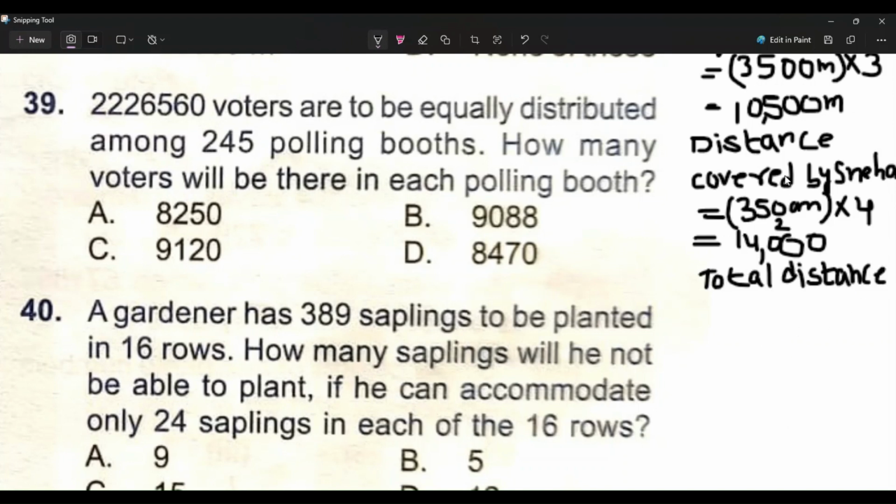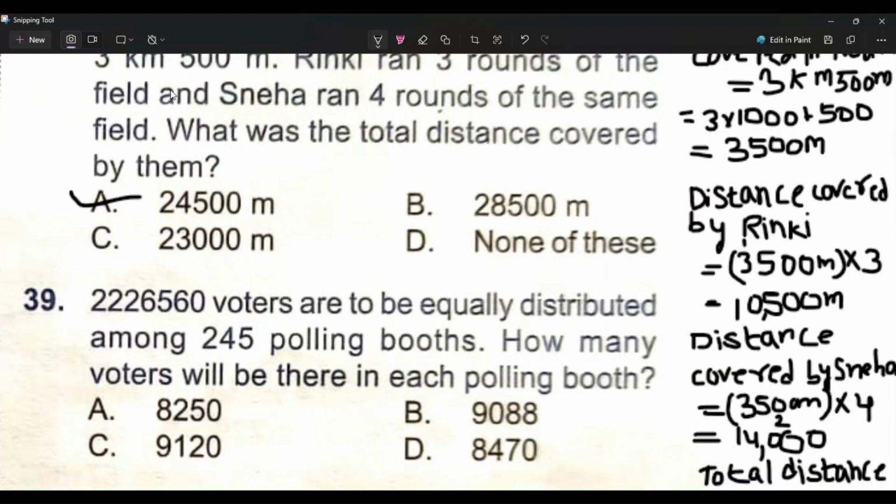So total distance covered by Rinki and Sneha is equal to 10,500 plus 14,000. 0 plus 0 is 0, 0 plus 0 is 0, 0 plus 5 is 5, 4 plus 0 is 4, 1 plus 1 is 2. So 24,500 meters is the answer, children. Option A is the right answer, children.